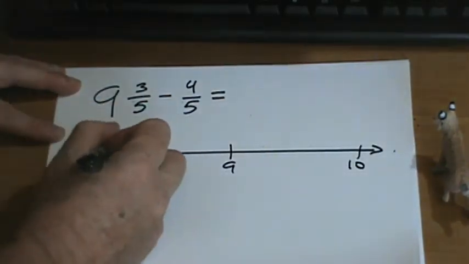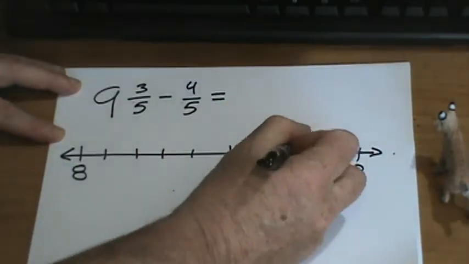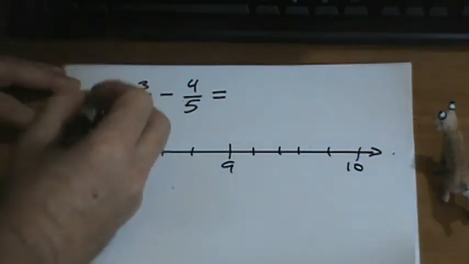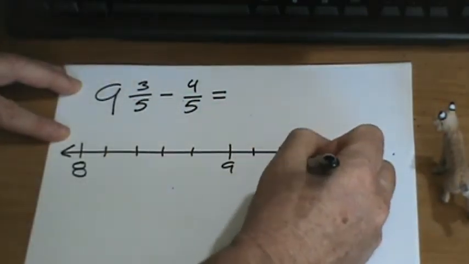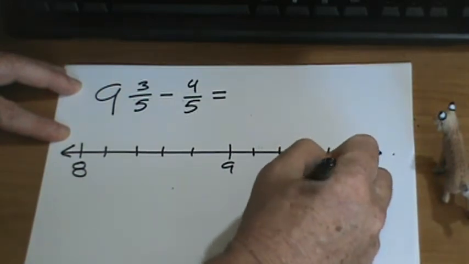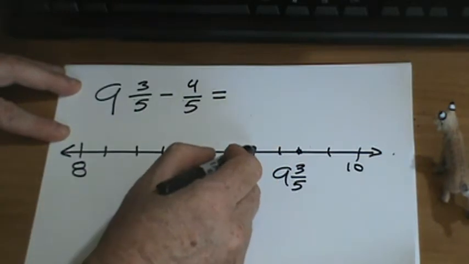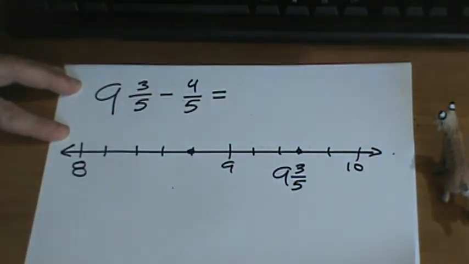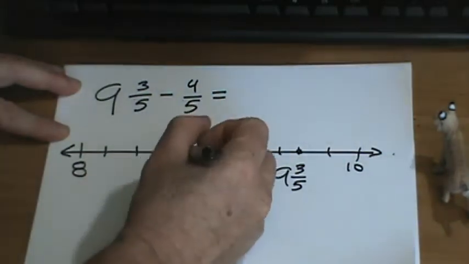And we're going to break them into fifths. 1, 2, 3, 4, 5. 1, 2, 3, 4, 5. Where do I start out? I started at 9 and 3 fifths. 9 and 1 fifth, 9 and 2 fifths, 9 and 3 fifths. What am I subtracting? I'm subtracting 4 fifths. 1 fifth, 2 fifths, 3 fifths, 4 fifths. There we have it. Where am I? 8 and 1 fifth, 8 and 2 fifths, 8 and 3 fifths, 8 and 4 fifths.